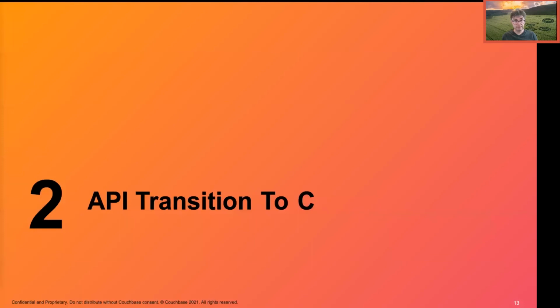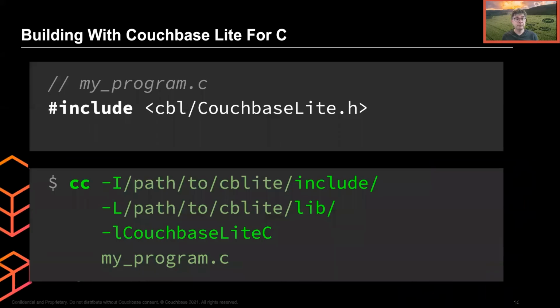So let's talk a bit about this API. Building is pretty straightforward if you're used to C code. So you just need to include the umbrella header to get all the APIs. And when you're building, you simply need to point your compiler at the appropriate paths that have the header files and the library file.